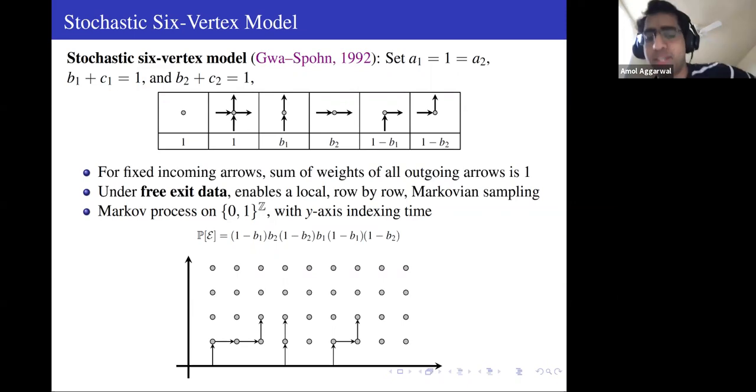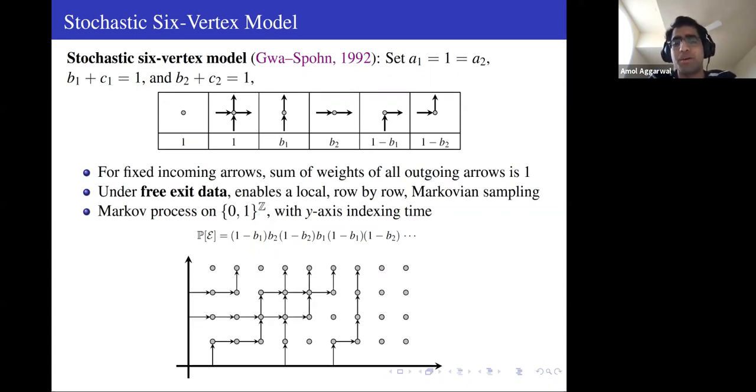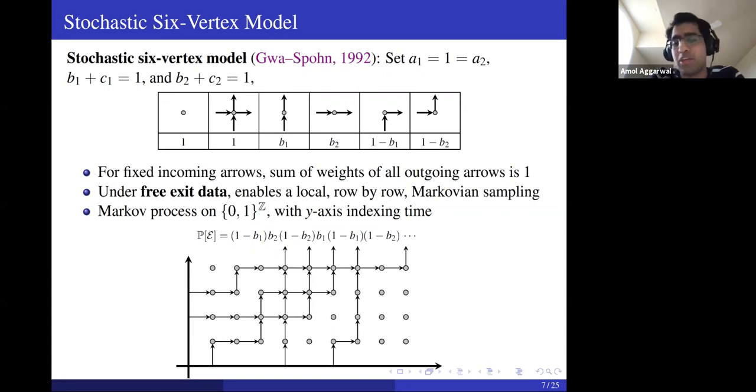Okay, so in this way, I've managed to describe what all of these arrows are doing, how they're exiting this row. And then I iterate. So I keep going this way, and that's how you can sample the stochastic six vertex model in this local way. And you can view time as going in the vertical direction here, and you can view this as a Markov process on states in {0, 1}^Z, if you like.